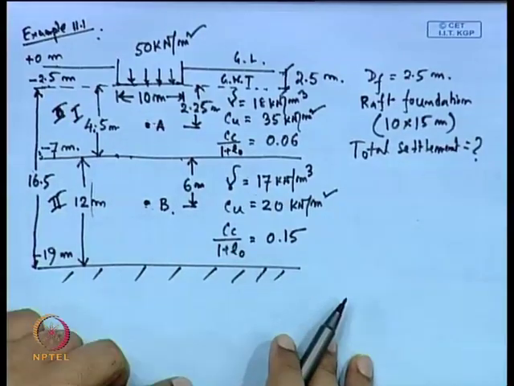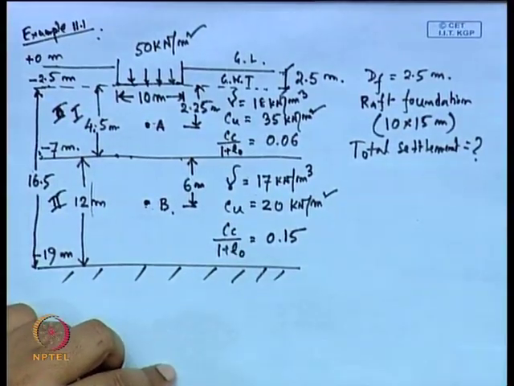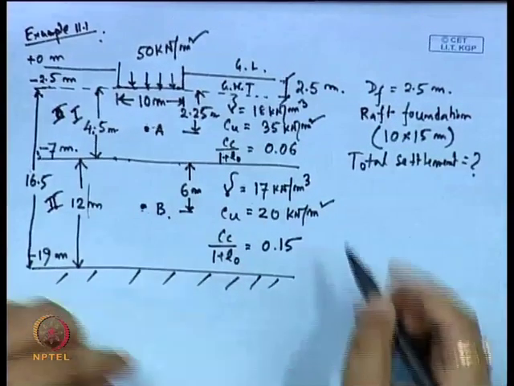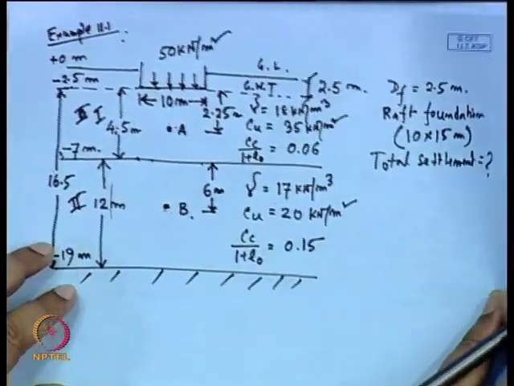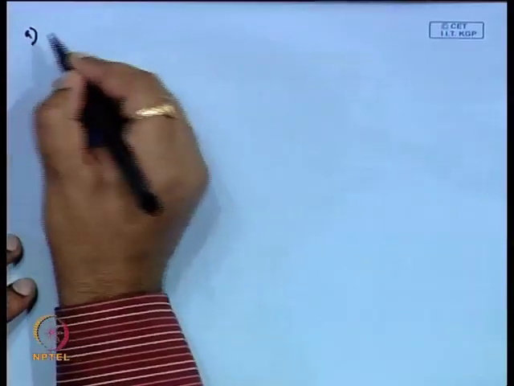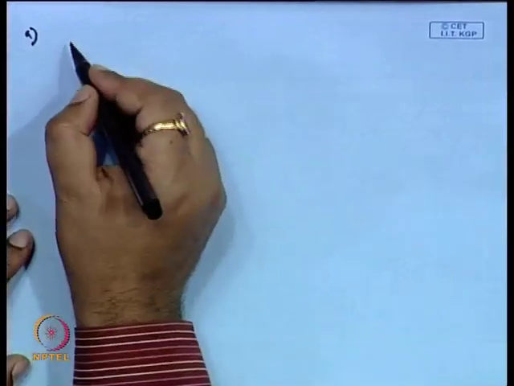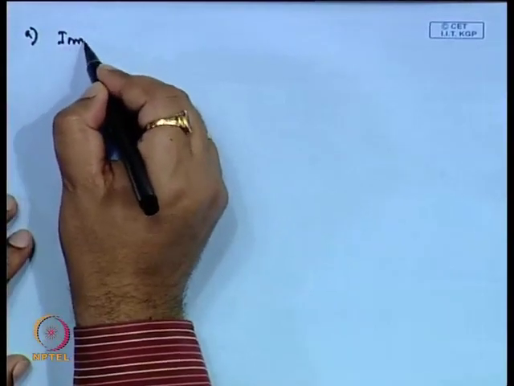So, first we will calculate the immediate settlement, then we will calculate the other settlements. First we will calculate the immediate settlement of this foundation, then we will calculate the consolidation settlement and then the corrections. So, first we will calculate the immediate settlement.